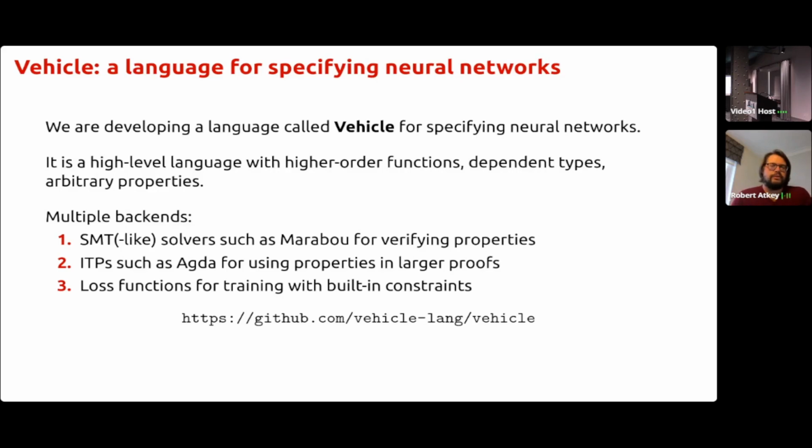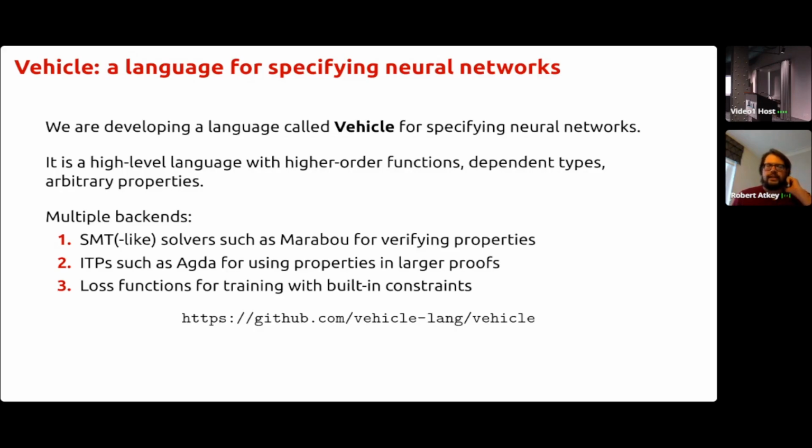And the reason we want to write arbitrary properties is because we have multiple backends. The one I'm going to talk about in this talk is SMT-like solvers, such as Marabou, for verifying properties. Marabou is a specialized solver for proving things about neural networks. But we also have a backend that generates Agda code so that we can use these properties of neural networks in larger proofs. So if you have a controller which is using a neural network component and you know some property of that neural network, you can use that to write a proof in Agda that the whole system supports some property. And we also have a backend for loss functions for training with built-in constraints.